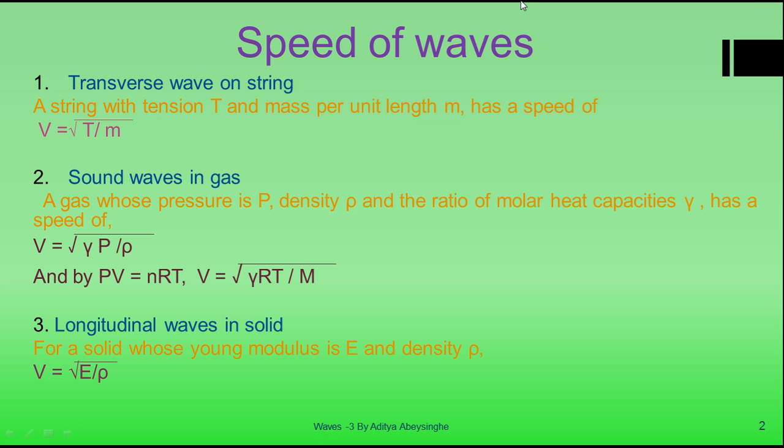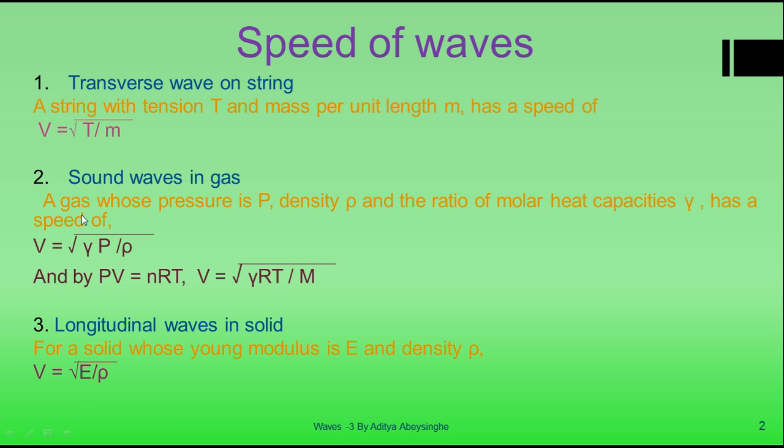Now in the case of speed of waves, I explained that the speed of a transverse wave on a string is V equals root T over M, where T is the tension and M is the mass per unit length. And in the case of sound waves in a gas, V equals root of gamma P over rho. Gamma is actually the ratio of molar heat capacities, which I'll explain in the videos on heat, the next topic in physics. For now you should know that for air this is approximately 1.4, and P is the pressure and rho is the density.